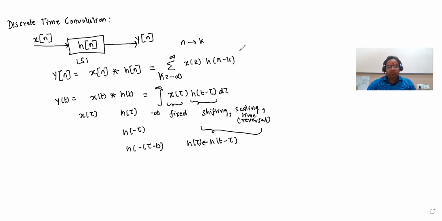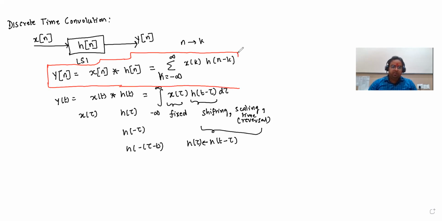Okay, so the first thing that we wanted to show here was the expression that we write for discrete time convolution. So discrete time convolution can be written with this expression, and this expression basically represents a discrete time convolution.